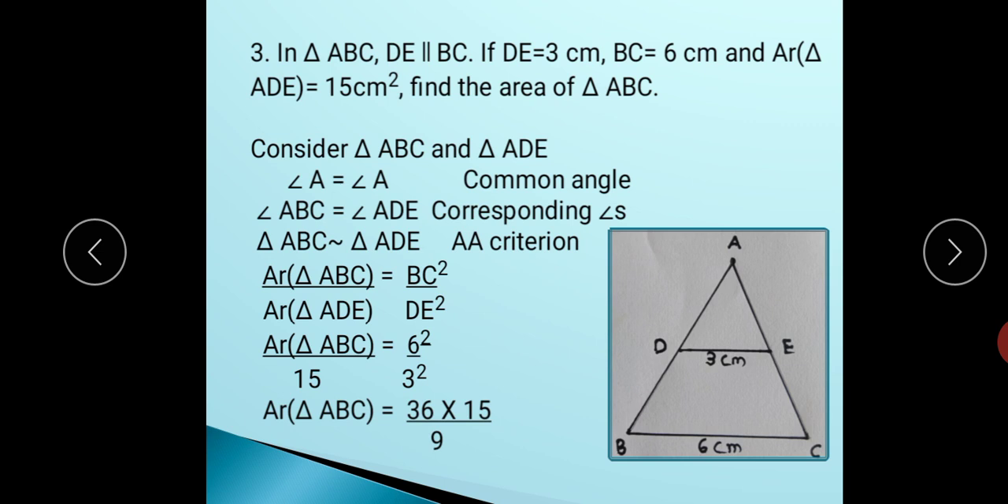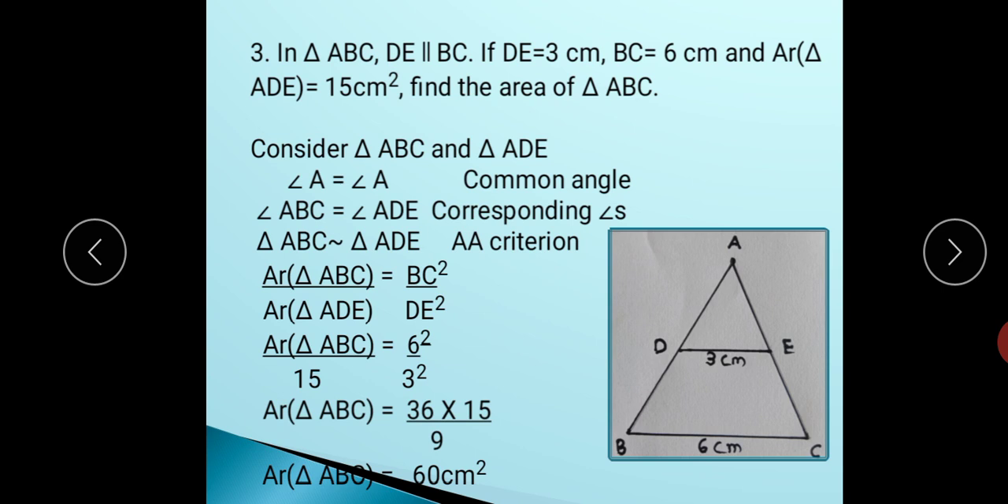You can cancel 9 and 36. 9 fours are 36. So you will get 4 into 15, 60 centimeters square. Area of triangle ABC is 60 centimeters square.